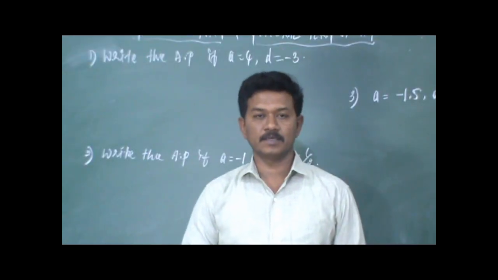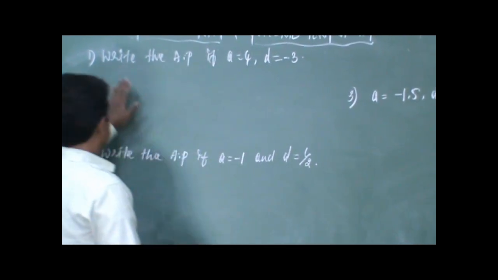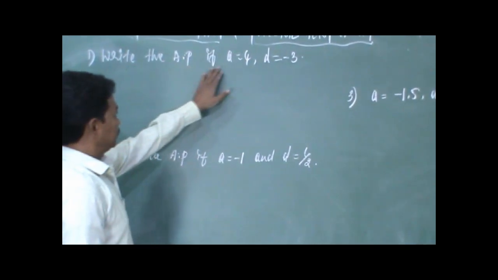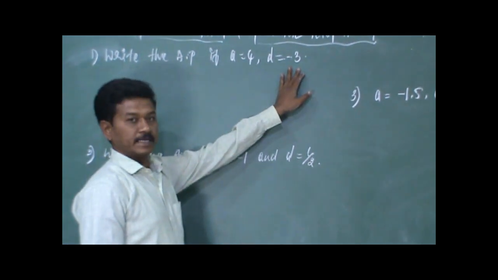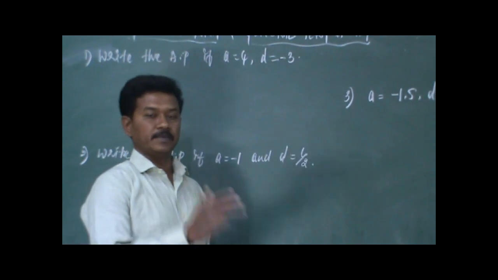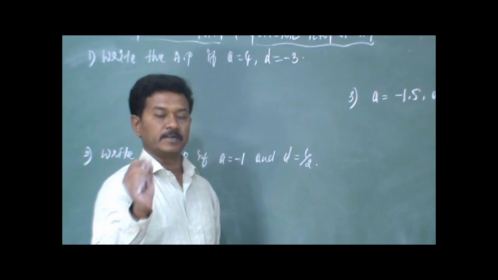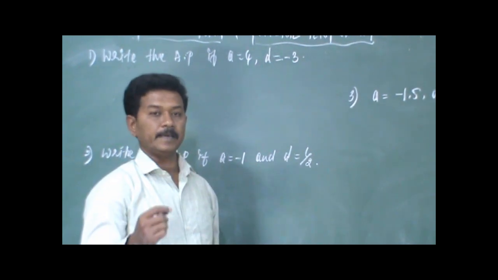Now we will continue with the conceptual problems related to AP. Very simple. Write the AP if A is equal to 4 and D is equal to minus 3. So we have some AP whose first term is given and common difference is given. So using the first term and common difference, you have to write the AP itself.